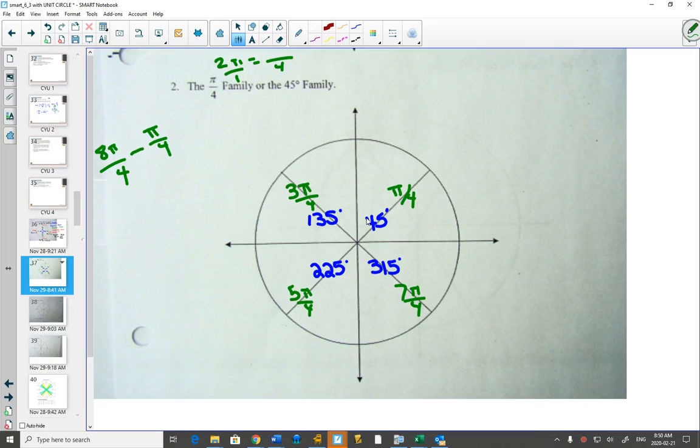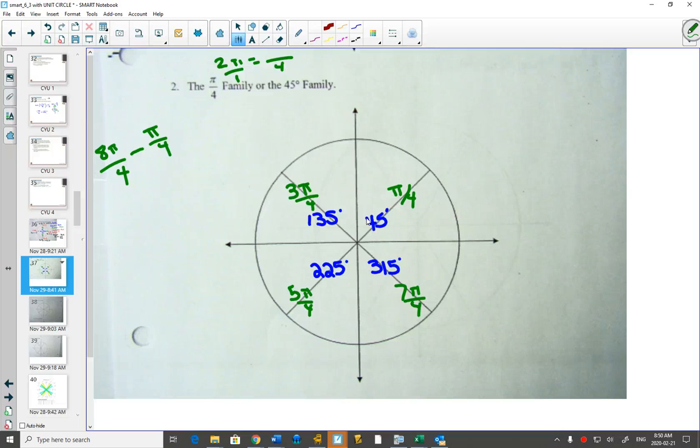You're going to have to do lots of mental math with fractions, especially with 2 pi, right? You have to be able to say, oh, 2 pi is the same as 8 pi over 4. Oh, 2 pi is the same as 12 pi over 6. 2 pi is the same as 100 pi over 50. You have to be able to get fractions that are equal quickly in your head so that you can do this mental math. Now, something interesting with pi over 4.